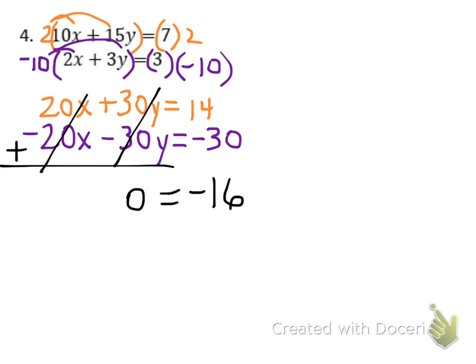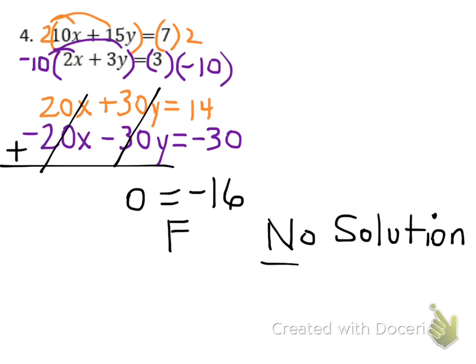0 equal to negative 16 is false, so our answer is no solution, or you can write empty set. These would be parallel lines that never intersect.